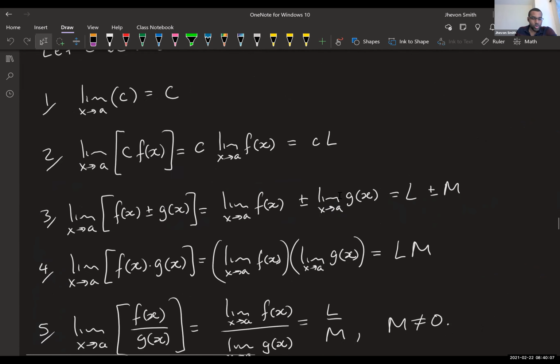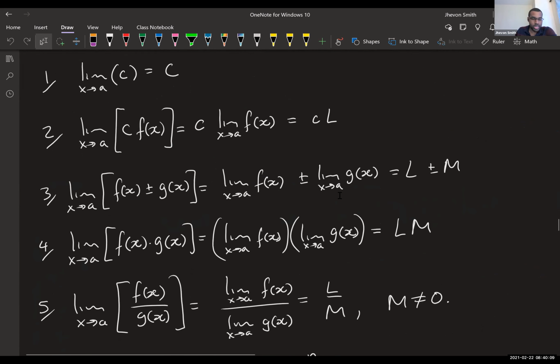We then spoke about the properties of limits. We learned that limits were actually very nice property-wise.